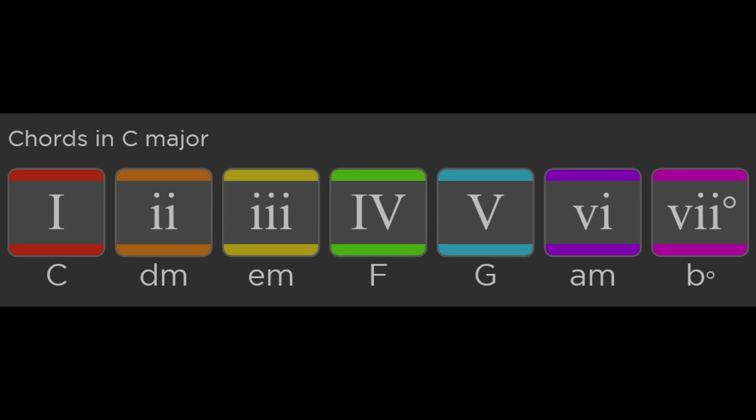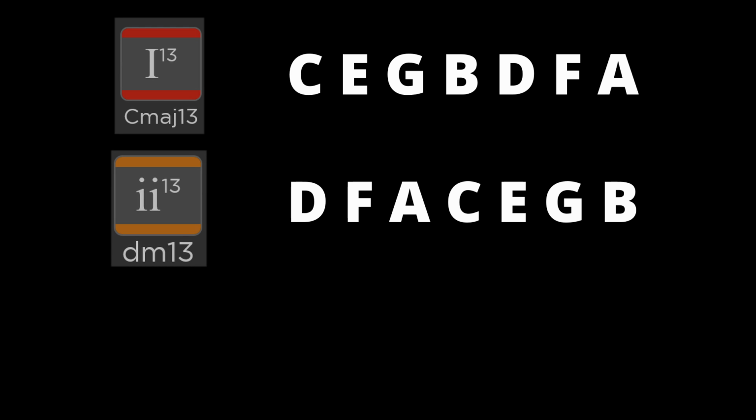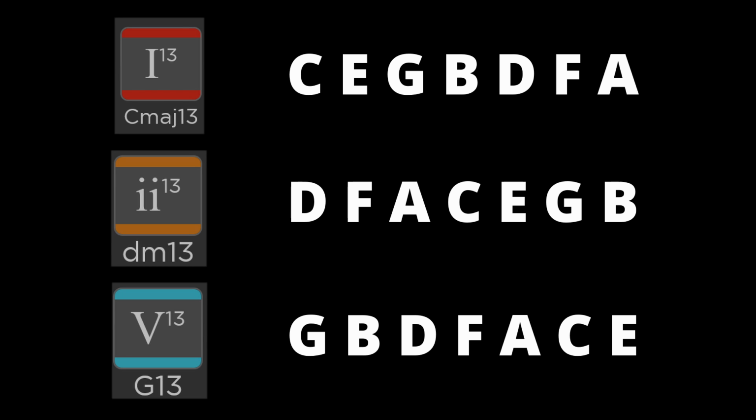Here are the chords in the key of C major. You know that the 1 chord can be played as a major 13th, the 2 can be a minor 13th, and the 5 can be a dominant 13th. This gives us C major 13th with the notes C, E, G, B, D, F and A, D minor 13th which has the notes D, F, A, C, E, G and B, and G13 which is constructed with the notes G, B, D, F, A, C and E.